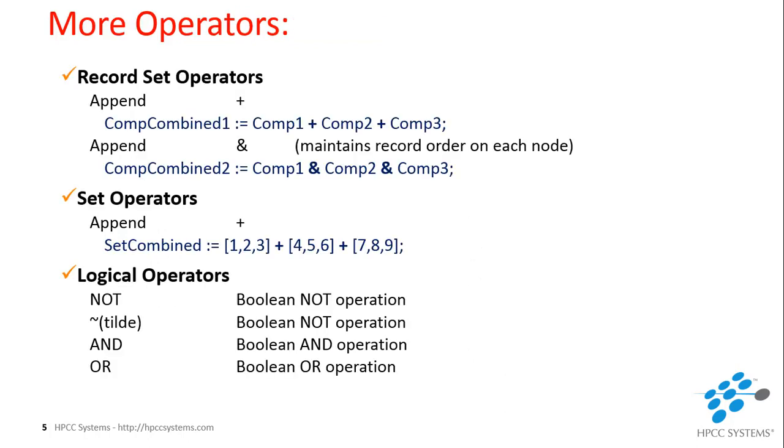There are two types of record set operators. One handles a raw append with a plus sign, while the other type, with an ampersand, maintains the sort order of the two record sets on each node. Now you can also append sets as shown here with a plus sign. And at the bottom, logical operators have the standard support similar to many other languages. Note the tilde, a lot of people will see that tilde and wonder what that is. That is a logical equivalent of using the word not.